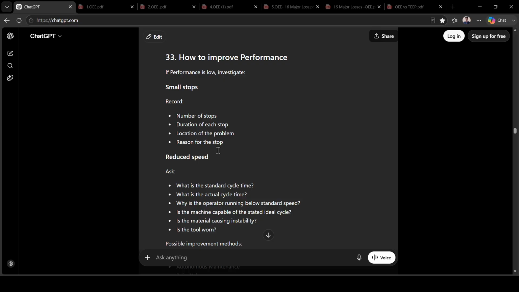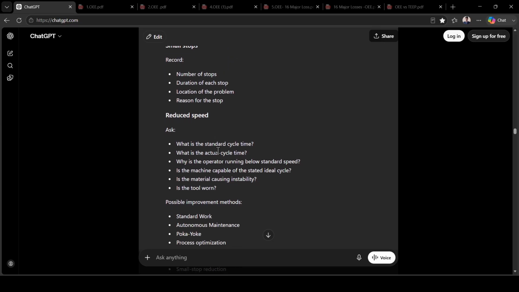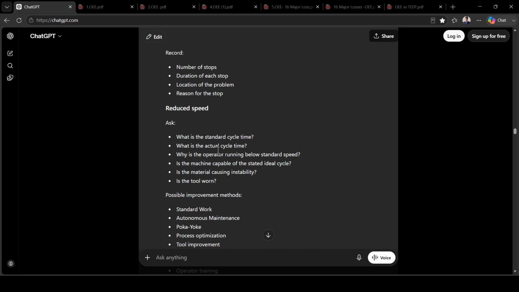Ask what is the standard cycle time? What is the actual time? Why is the operator running below standard speed? Is the machine capable of the ideal cycle time? Is the material causing instability? Is the tool worn? So, reduced speed. Why the reduced speed? These types of questions ask about the problems.